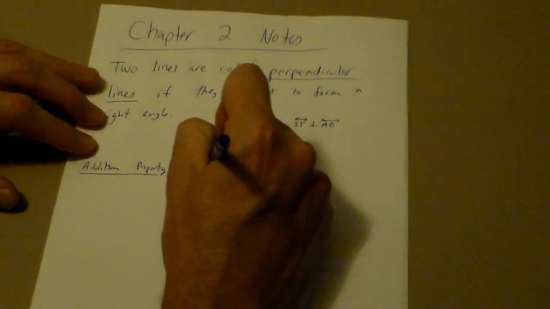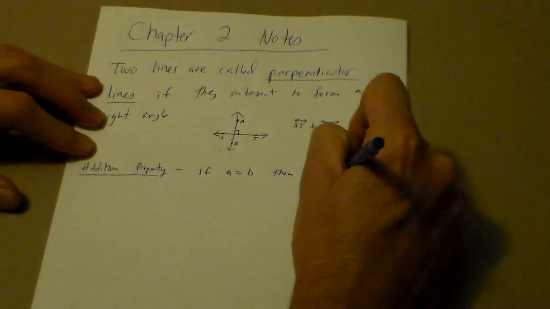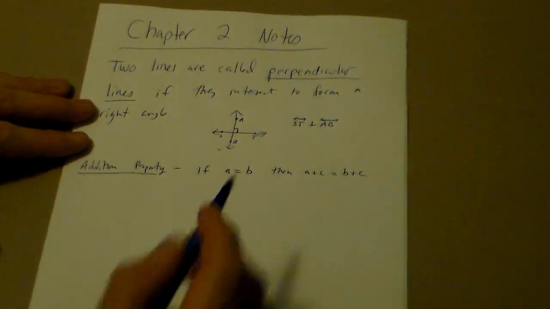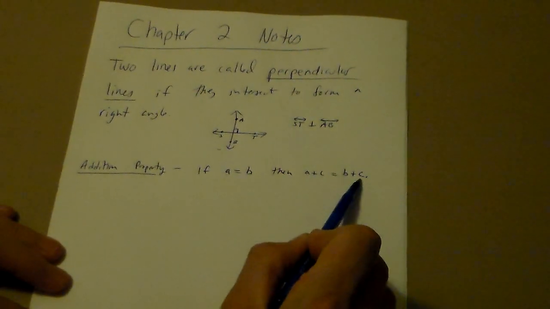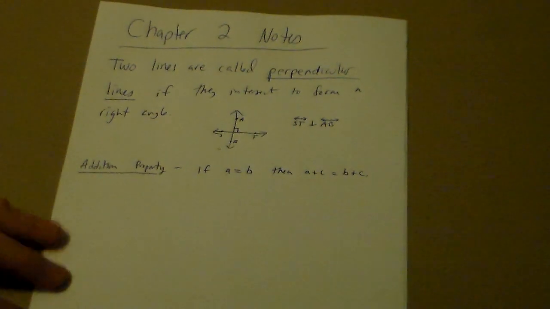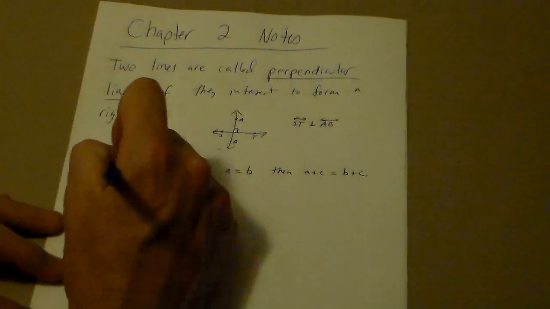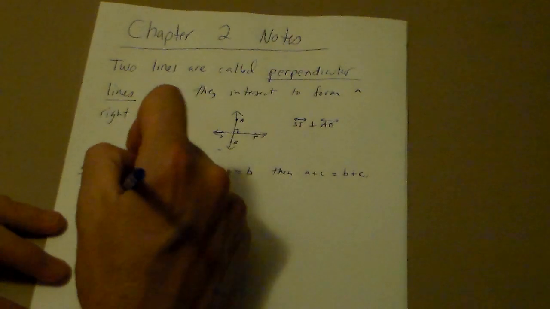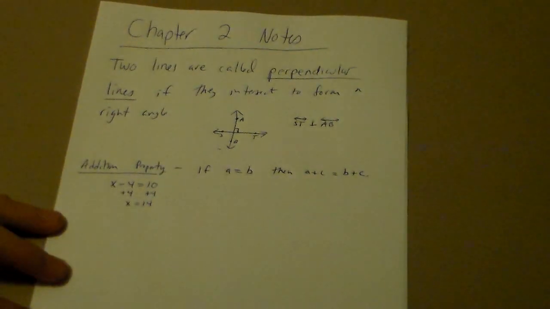So the addition property says if A equals B, then A plus C equals B plus C. So in essence, what this is saying is if you start with two things that are the same, and you add the same thing to both sides, what you get is still the same. So where you would see this and where you would list it as a reason is if you had an algebra problem that said x minus 4 equals 10, and you said, okay, well, I'm going to add 4 and get x equals 14. If you had to give a reason for that, that's the addition property.